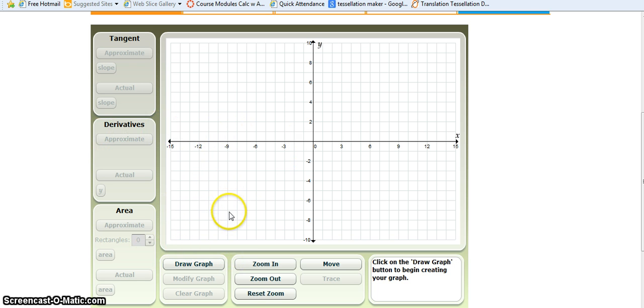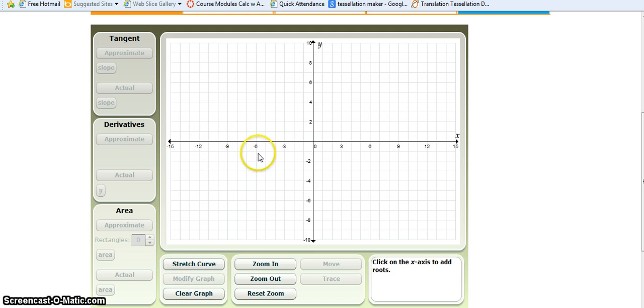Basically, you're going to do some discovery about area. If you look at this interactive tool, it has tangent and derivatives, which is what we spent a majority of our year talking about. And now we're going to start talking about area. And so in order to play around and discover, you're going to need to draw a graph. So that's the first thing you do. You click on draw graph where I just did.